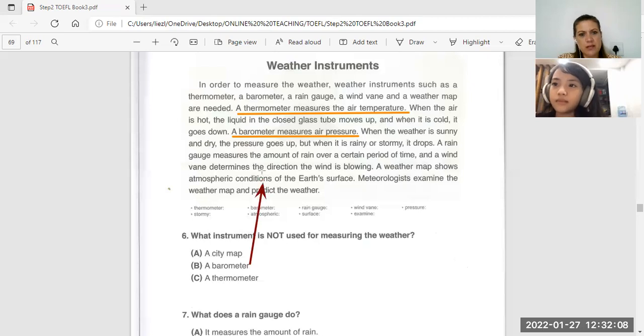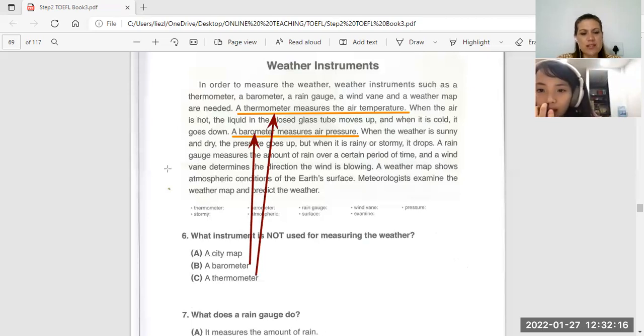Yes, B, sweetie. B measures the weather. C measures the weather. I can't make it any more clearer. Which one does not measure the weather? A city map. A map cannot measure anything. It's a map. It's a piece of paper. It can't measure anything.